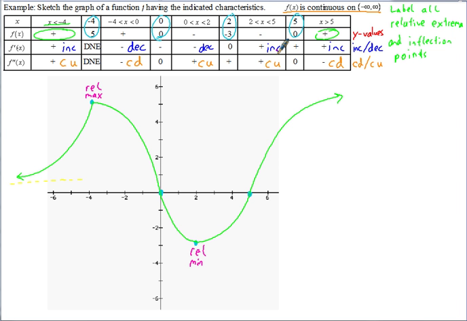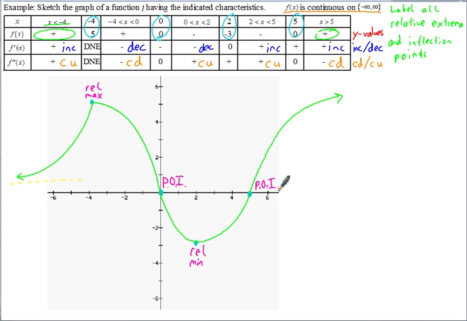Now let's look for any points of inflection. That's when the graph changes concavity, the second derivative changes sign. So we've got a point of inflection right here at 0, where the second derivative changes sign, switching from concave down to concave up. Let's label that on the graph. And also at 5, it switches from concave up to concave down right there. That's a point of inflection.